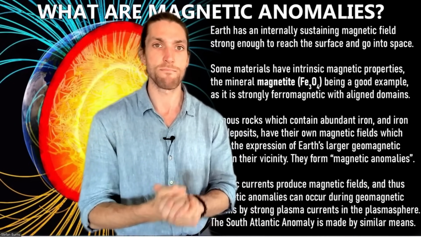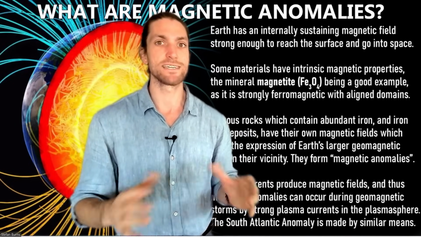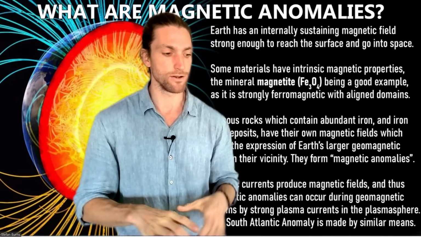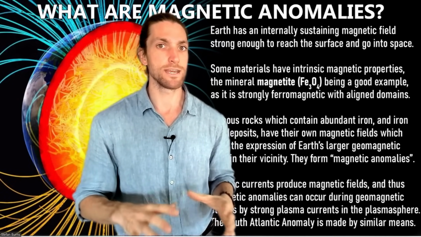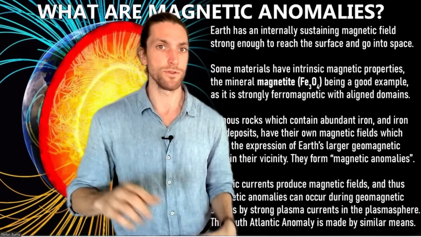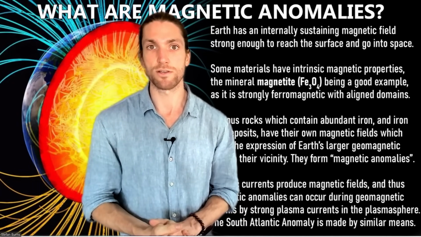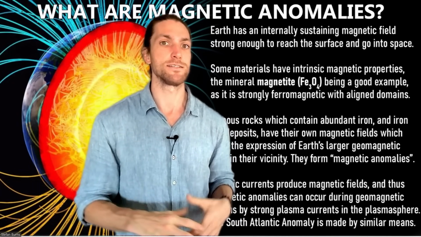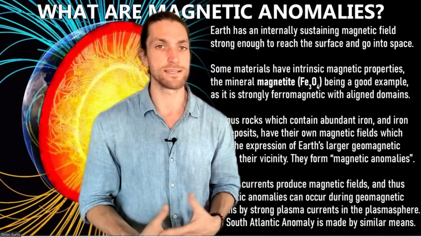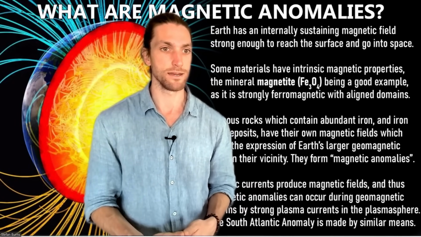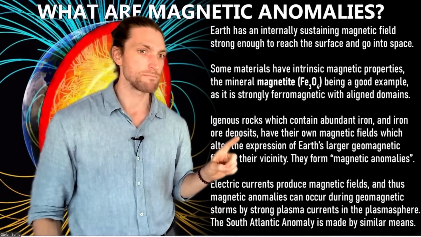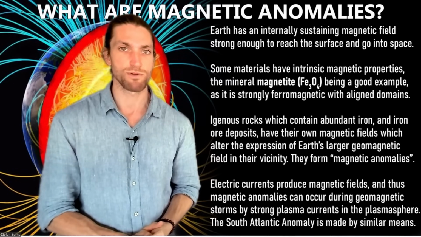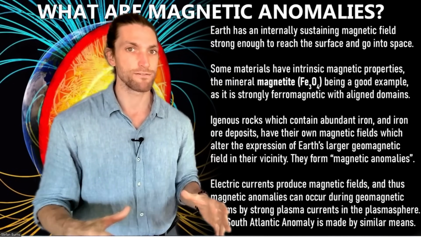So when you have magnetite and magnetite containing ore bodies and overall igneous rocks on the surface, they can alter Earth's magnetic field in a certain way. There's something called remnant magnetization, and so this is one of the main ways that magnetic anomalies are created. So yes, igneous rocks contain abundant iron, especially magnetite, and this alters the expression of Earth's magnetic field at the surface.